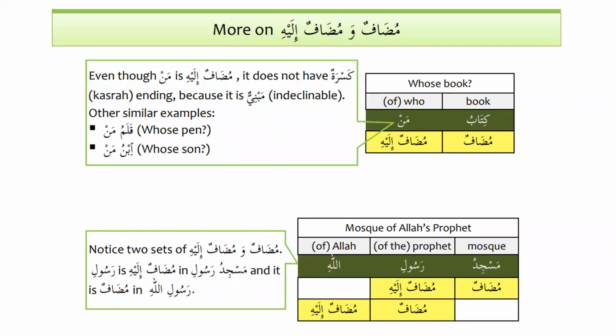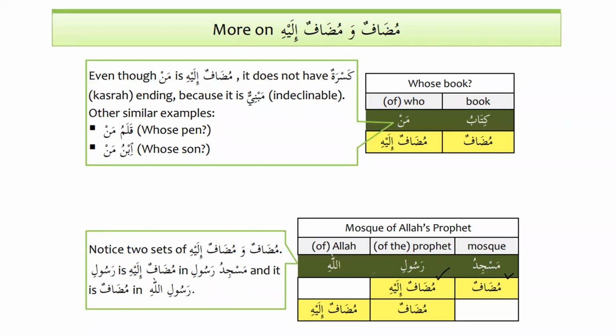For example, we have masjidu rasuli. So we know that masjidu is mudaf. It does not have tanween and it does not have al. And rasuli is mudaf ilayh because it is majroor. So first we have two checks over here. This is mudaf and this is mudaf ilayh.